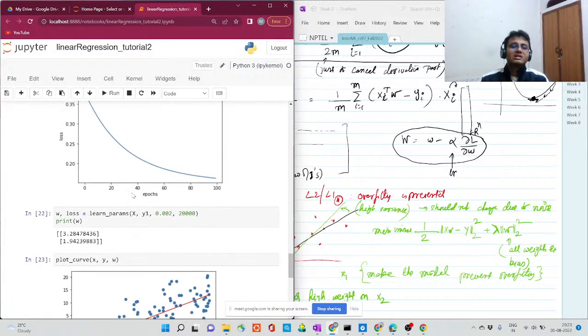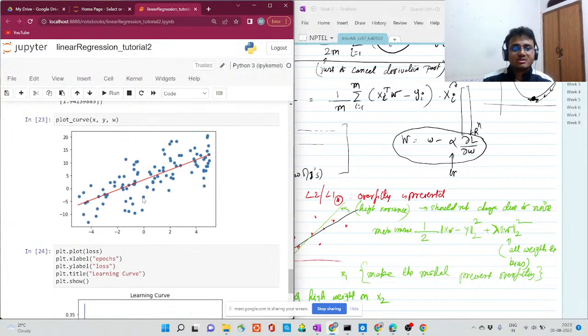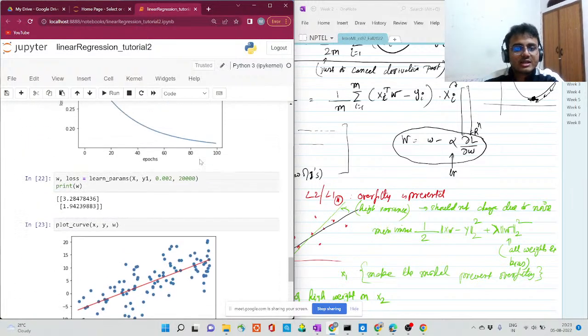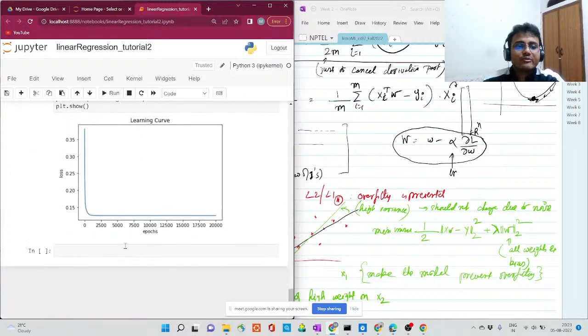So if you take smaller learning rates, you may not converge, and if you take very large learning rates, you may oscillate as well. I'll give you that example too. So you have to be careful and choose an intermediate learning rate.